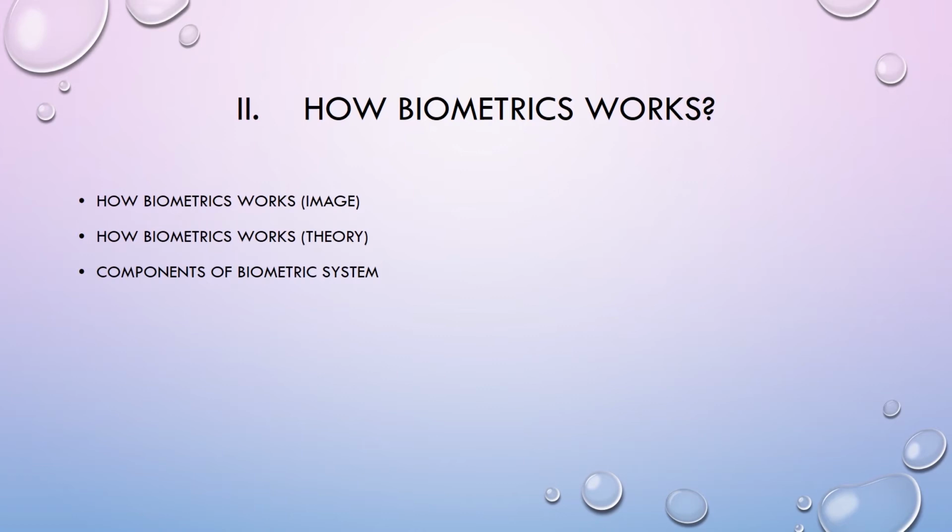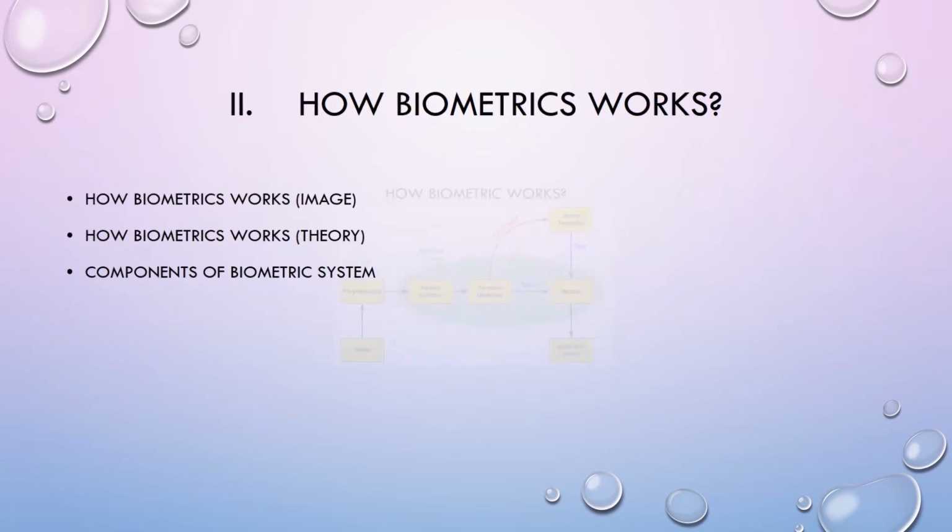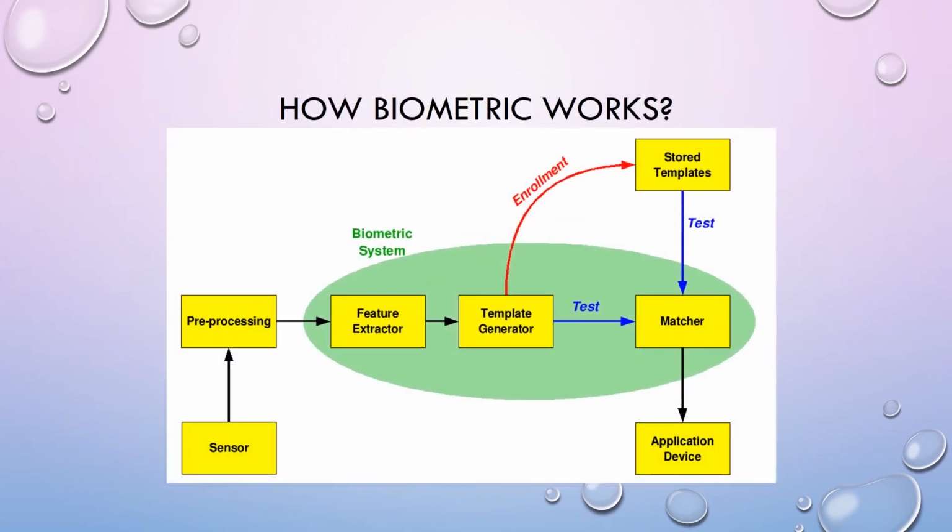Second. How biometrics work. In how biometrics work, we will get to know the following points. 1. How biometrics works, image. 2. How biometrics works, theory. 3. Components of a biometric system. 1. How biometrics works, image. Here observe the image and you will get to know it's a 6-step process which contains a sensor, pre-processing unit, set of feature extractors, template generator, matcher, and application device.